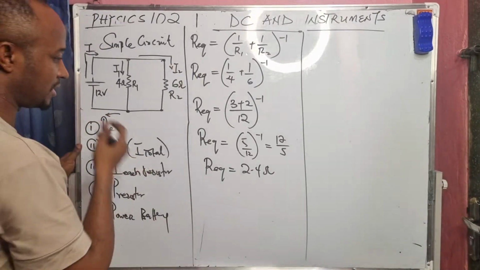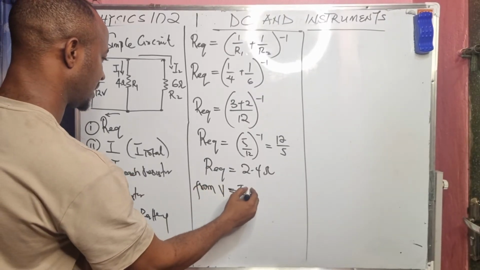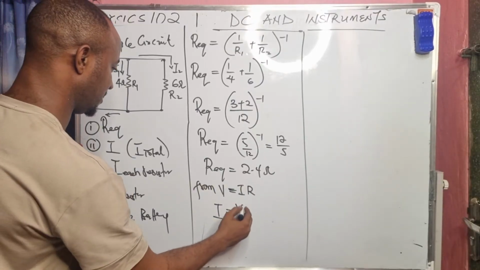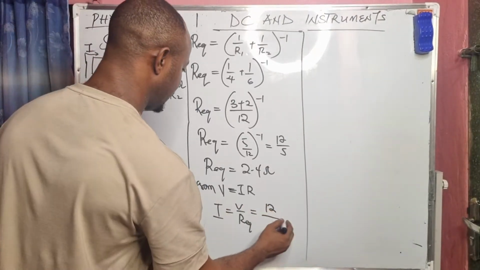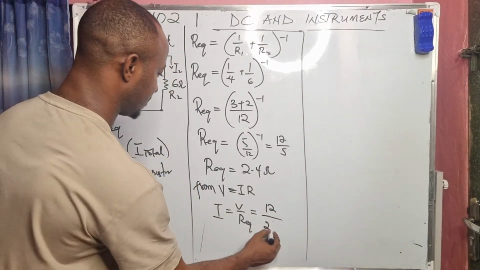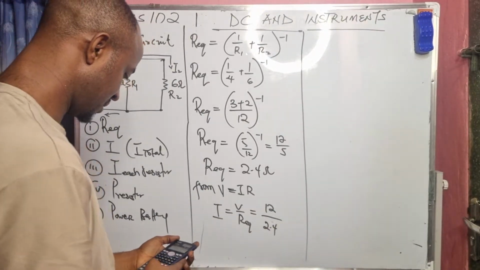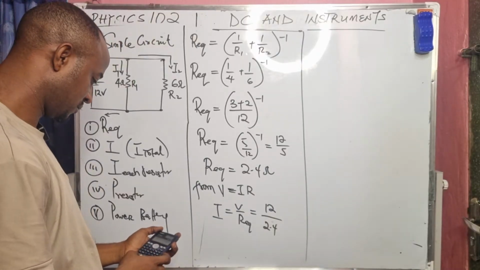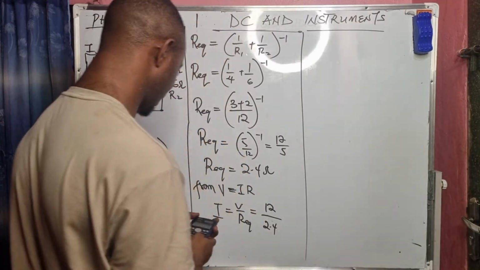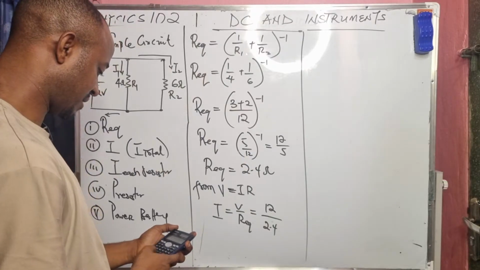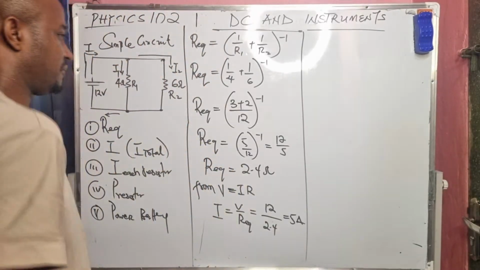So let's find our total current from Ohm's law. From V equals IR, total current will give us V over our equivalent. Our voltage is 12, 12 divided by our equivalent, about 2.4. So 12 divided by 2.4 is 5. 5 ampere.